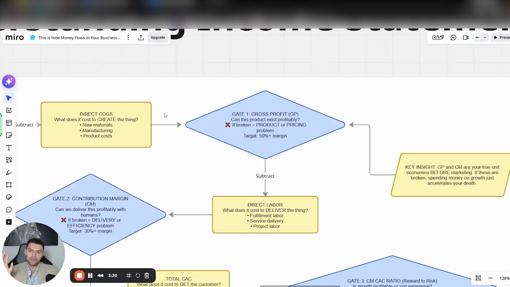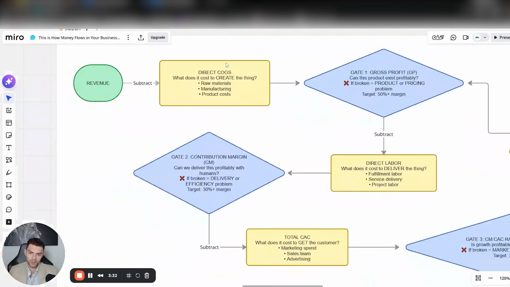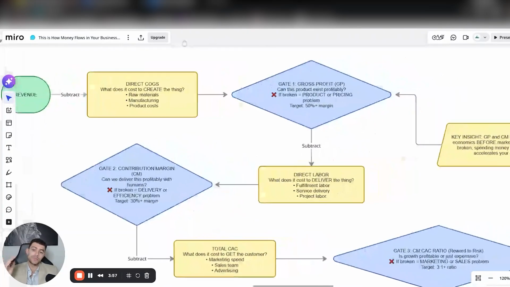And that's basically how we get to a figure called contribution margin. Contribution margin is simply revenue minus direct cost of goods minus direct labor. We're trying to understand if we can deliver this profitably with humans, maybe without humans, whatever it is. We want a good positive contribution margin, and we target 30% most of the time, and you'll understand why later on.